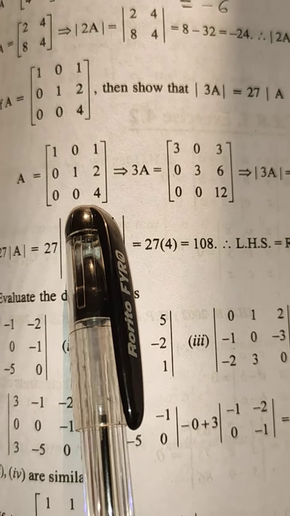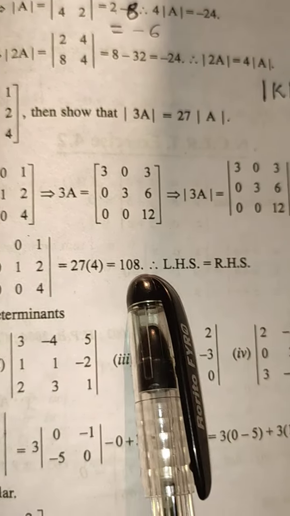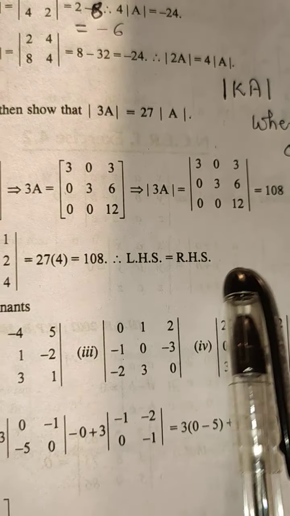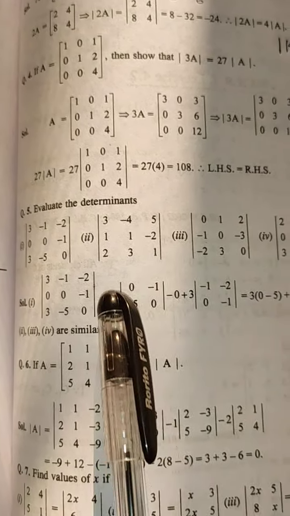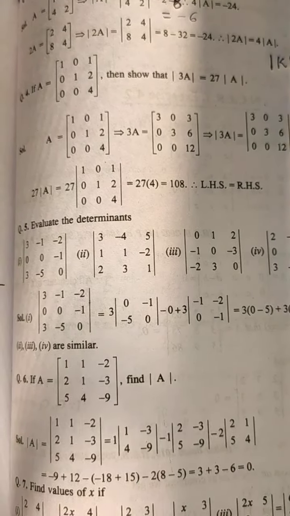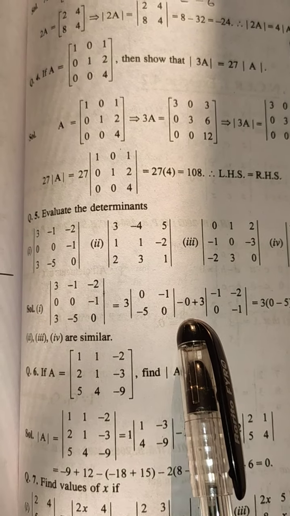We will expand by the row or column in which the maximum number of elements are 0. So we are getting 108. So LHS is equal to RHS. Our question is complete. Evaluate the determinant. Just now above we have seen one example, and I have explained the concept. So in the same way you can easily do it.